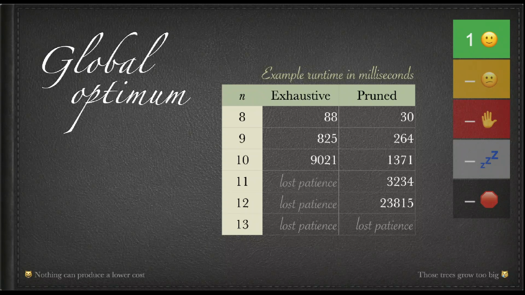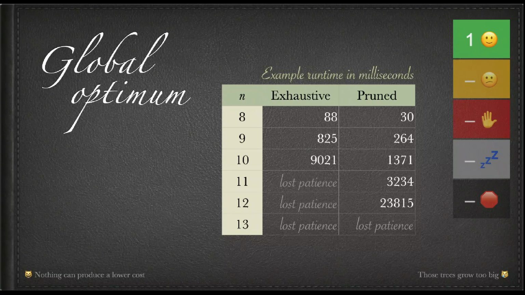I measured the runtime in milliseconds for a few tiny graphs with 8 vertices. This is really easy: 88 milliseconds for the exhaustive, 30 for the pruned one. We're saving some time. But when I'm already trying with 11 vertices, which is not a lot, I'm impatient. I can't even wait for it to finish on the exhaustive one. With 10 vertices, it was taking over 9 seconds on the exhaustive, and with 11, I didn't want to wait anymore. With 11, I could wait for the pruned one. That was a little bit over 3 seconds.